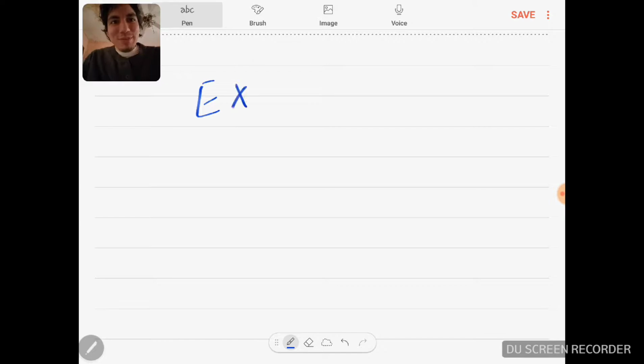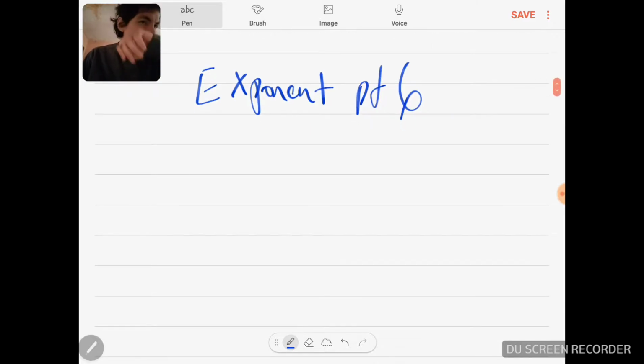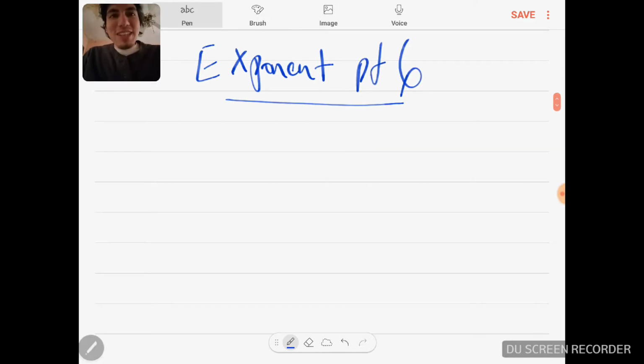So this is going to be exponents part 6. Finally, right? We've been doing exponents for a while now. This is the last part. Let's start off with an example.